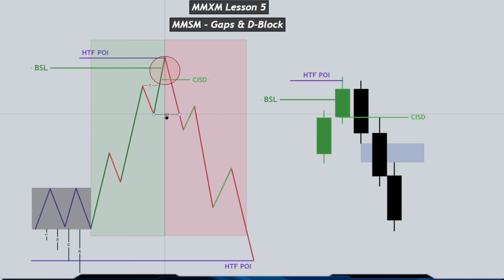So when the market structure shift is happening, you are looking for a fair value gap on its way towards that market structure shift. Without a fair value gap, you have no market structure shift. It's not a valid market structure shift.